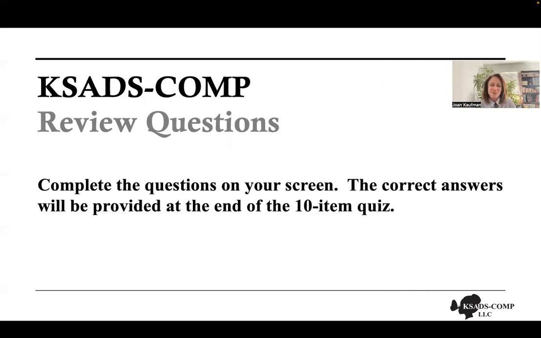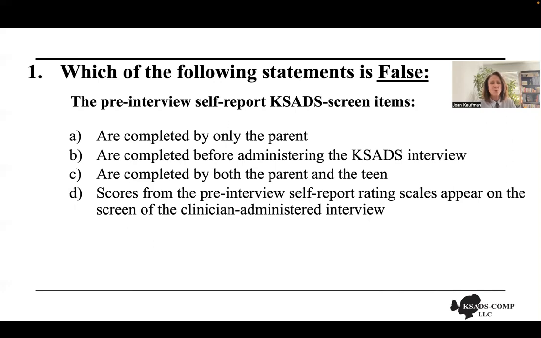I'm going to put a bunch of different questions on the screen right now. I'll start off by reading them. The correct answers will be provided at the end of the 10-item quiz. Question number 1, which of the following statements is false? The pre-interview self-report KSADS screen items: A, are completed only by the parent; B, are completed before administering the KSADS interview; C, are completed by both the parent and the teen; D, scores from the pre-interview self-report rating scales appear on the screen of the clinician-administered interview. Sorry, my reading.